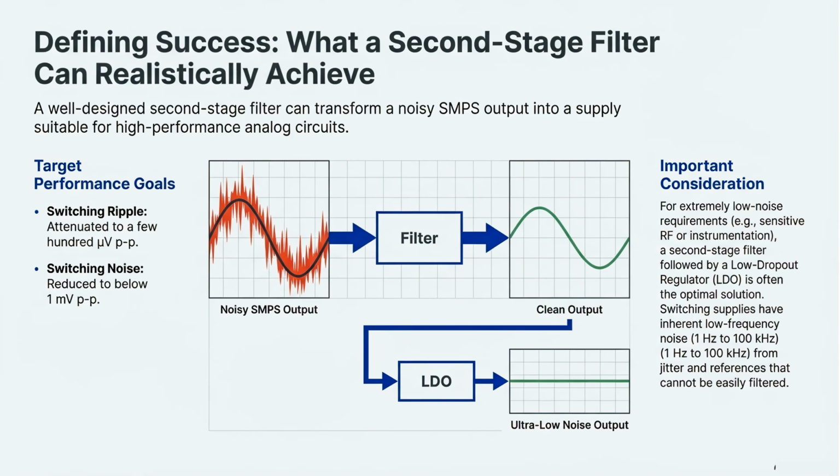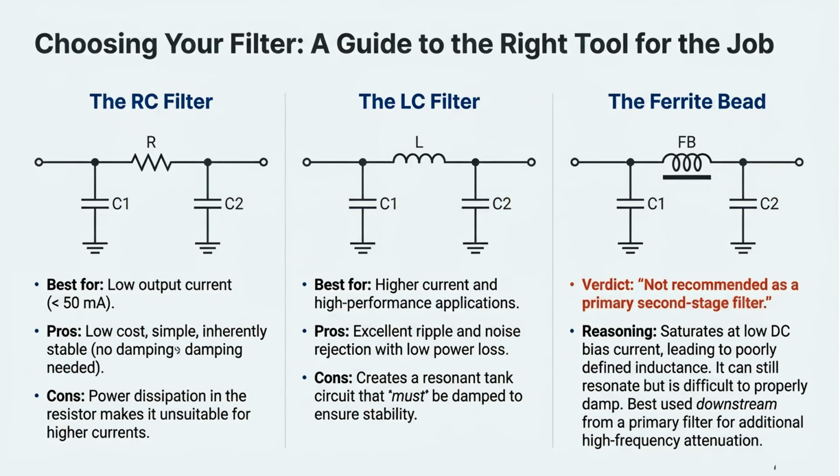A well-designed second-stage filter can significantly attenuate switching ripple and noise, making the supply suitable for sensitive analog circuits. For extremely low noise, a low dropout regulator, or LDO, may follow the filter. When choosing a filter, the RC filter is best for low output current, providing cost-effectiveness and stability. The LC filter is better for higher current and high performance, offering excellent ripple and noise rejection. Ferrite beads are not recommended as a primary filter.